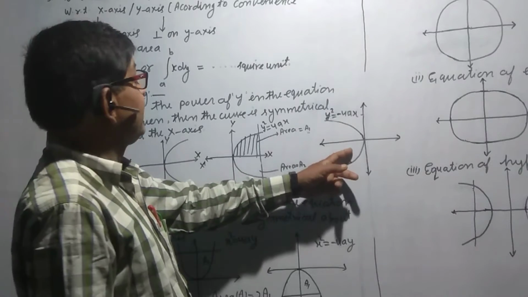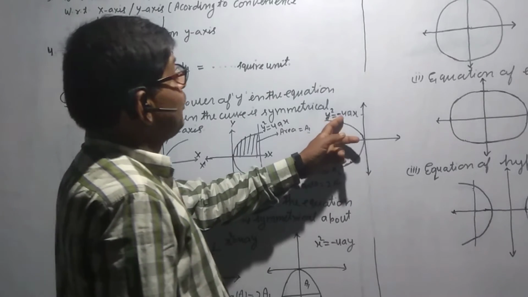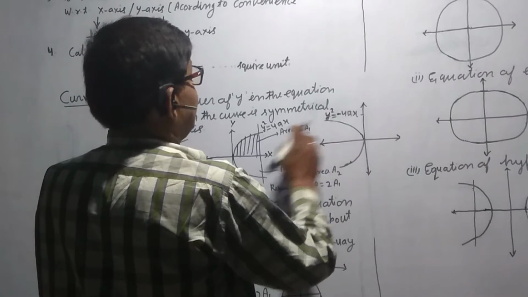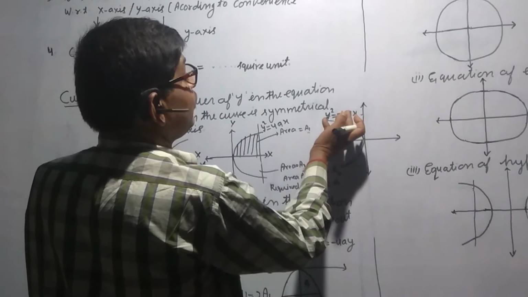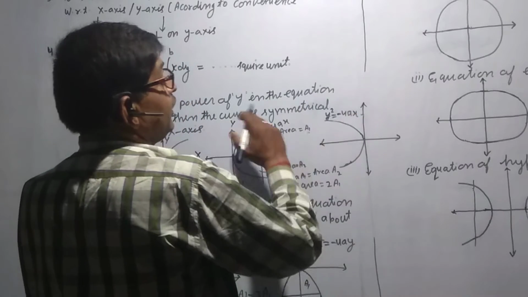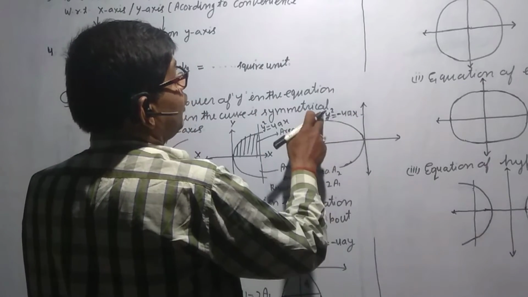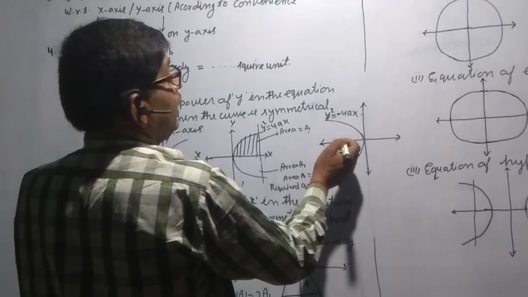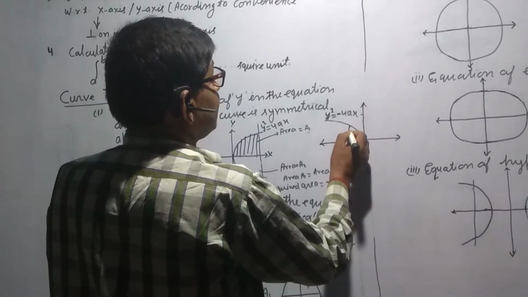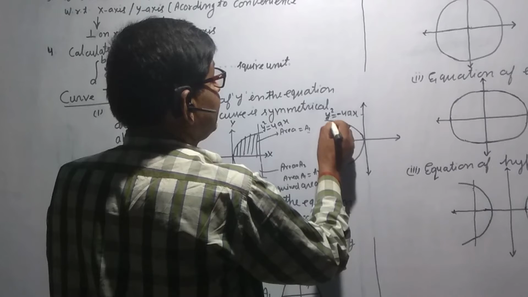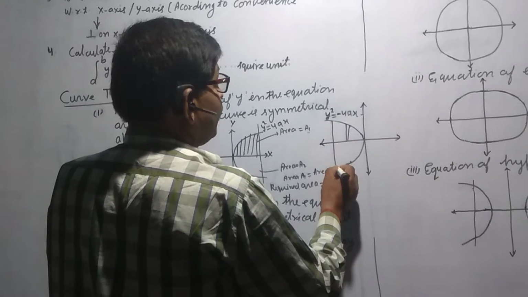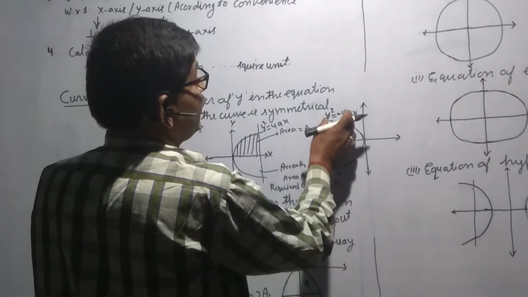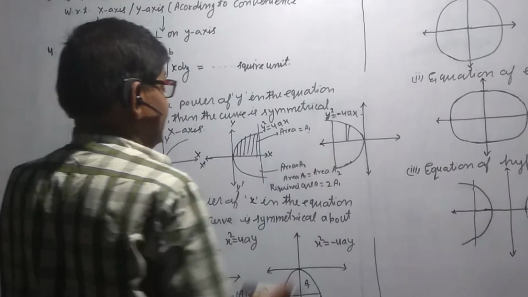Now in this case, y square equals 4ax, this curve is in the positive direction, and we take the negative part here as well, and the power of y is 2, symmetry about the x-axis. If you calculate the area of this part, then after doubling we get the total area.